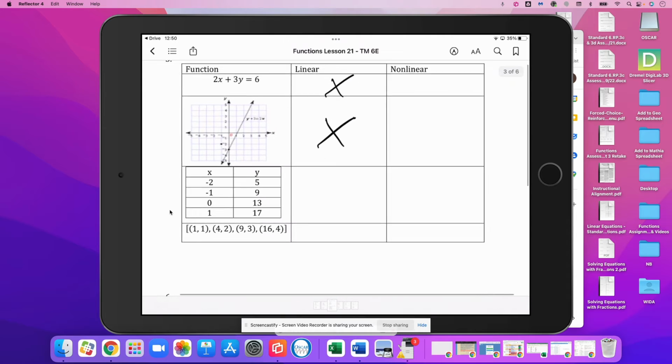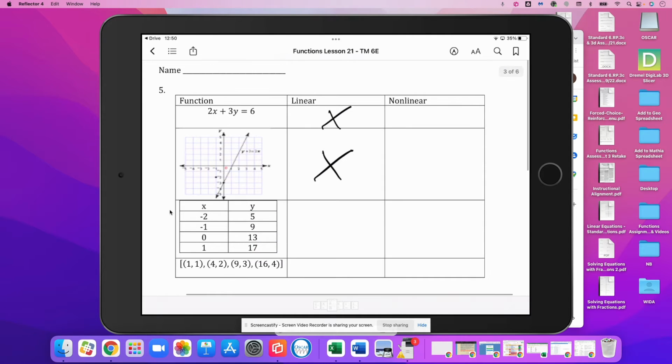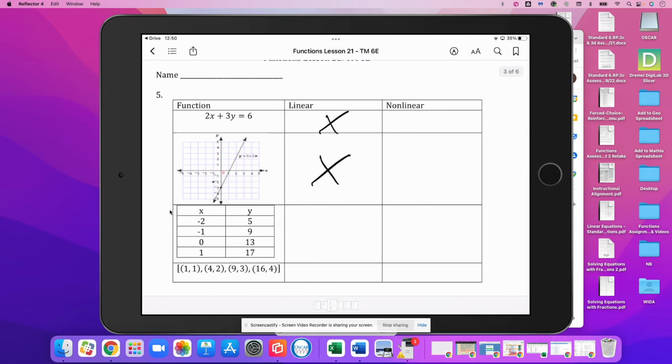Number 5. We have on the right side a constant increase of 4. And on the left side, we have a constant increase of 1. So here our slope would be 4 over 1 all the way through the table. So yes, that's linear.